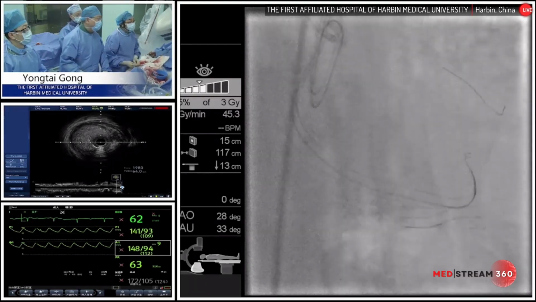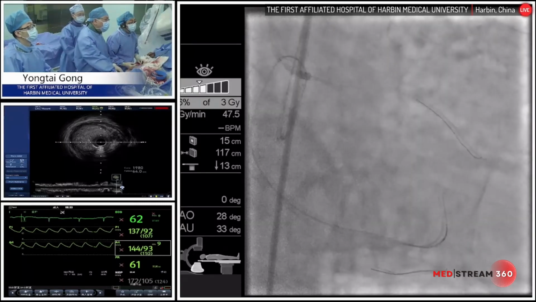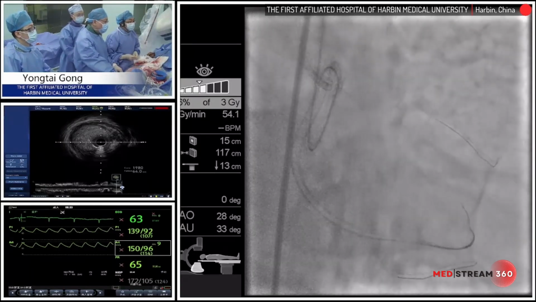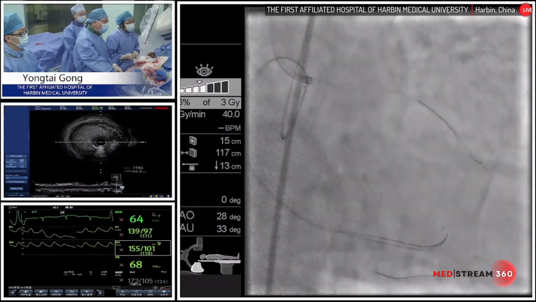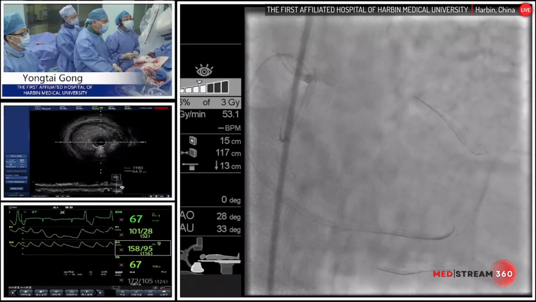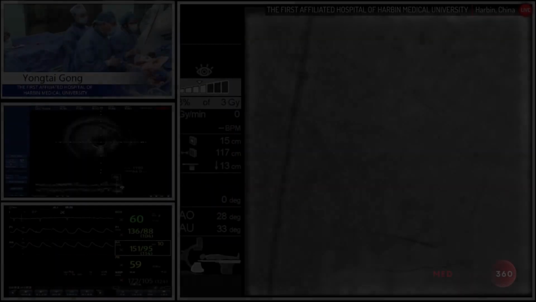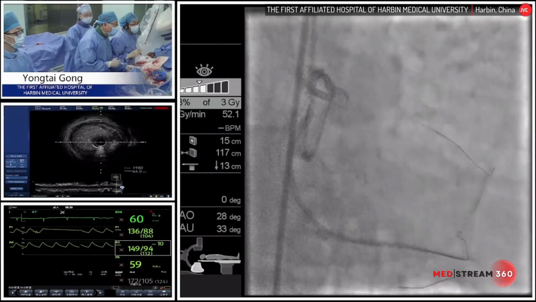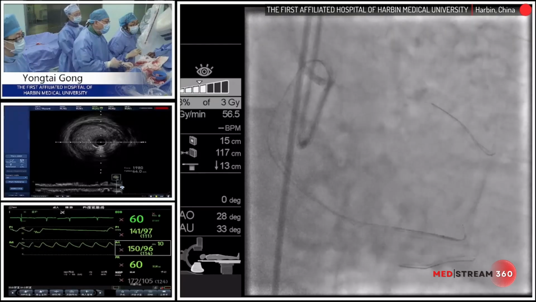And also, a microcatheter from the retrograde can confirm that the retrograde wire has crossed through the collateral into the distal true lumen, and also make some tip injection to confirm whether the distal part of the wire is in the true lumen or not. Okay, thank you, Professor Gong. I think that we can see that Professor Gong is also working on the retrograde wire crossing.